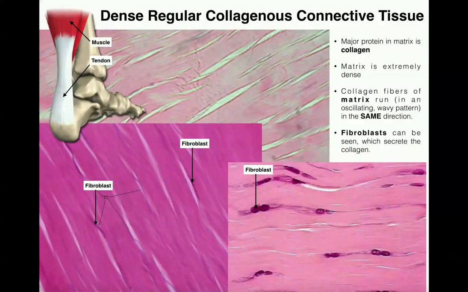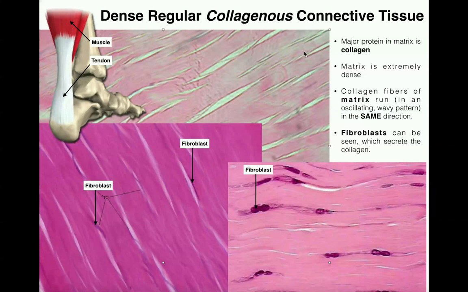Now the next kind of connective tissue has a long name. Dense regular collagenous connective tissue. Now, most of the time we omit the collagenous because it's implied, and we just call it dense regular connective tissue. So make sure you understand that. This is sometimes omitted, and it's still correct. So dense regular connective tissue, the regular implies that all of the protein fibers run in the same direction.